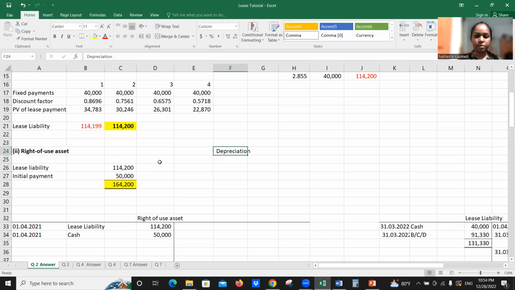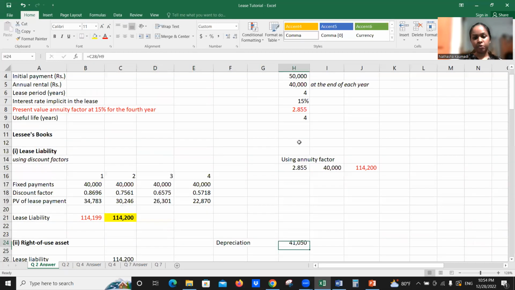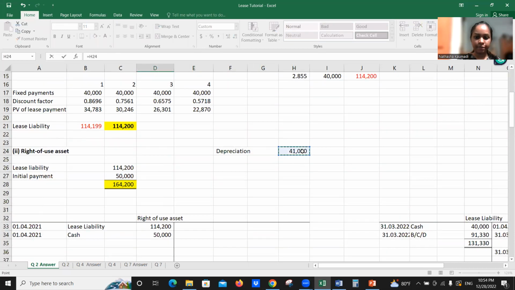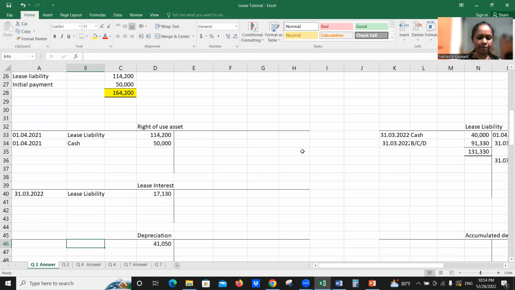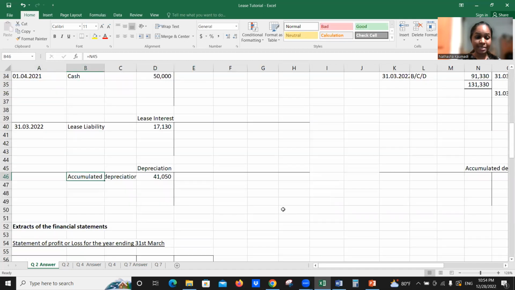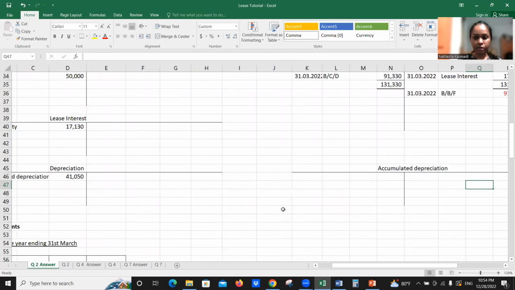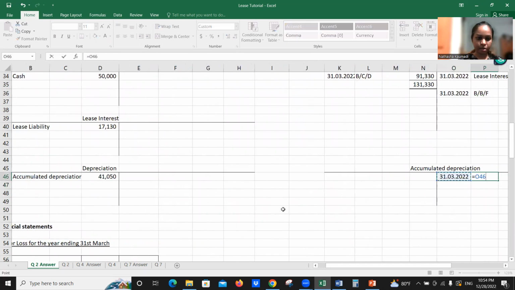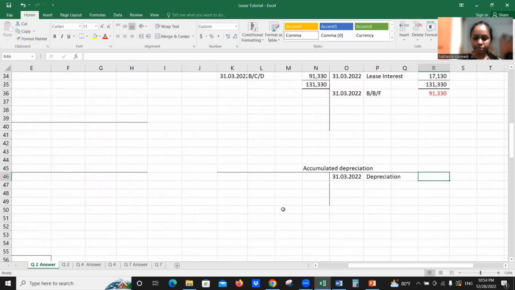Depreciation. So the right of use asset value is 164,200. You divide it by how many years? 4 years. 41,050. This is the depreciation. What is the double entry? Accumulated depreciation credit, depreciation expense debit. The date would be the same, 31st March 2022. At the end of the year, you are computing. So accumulated depreciation credit, 41,050.